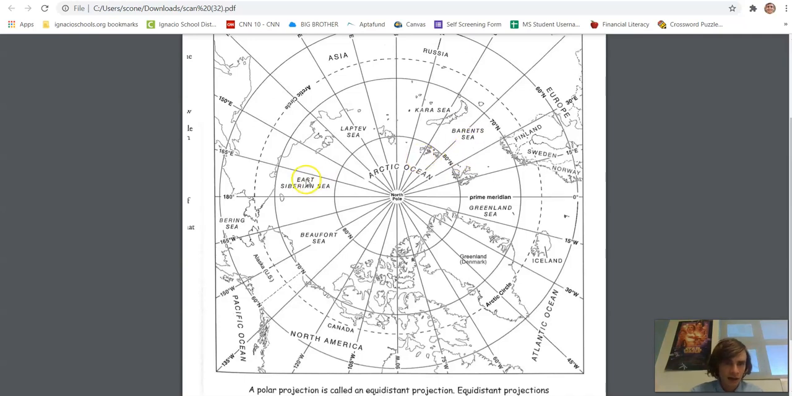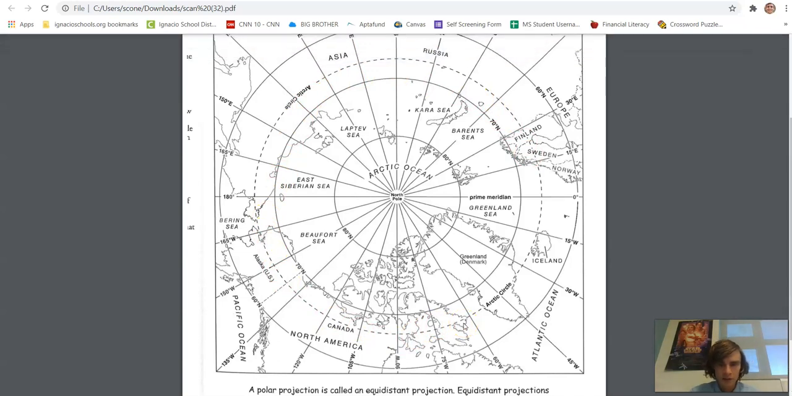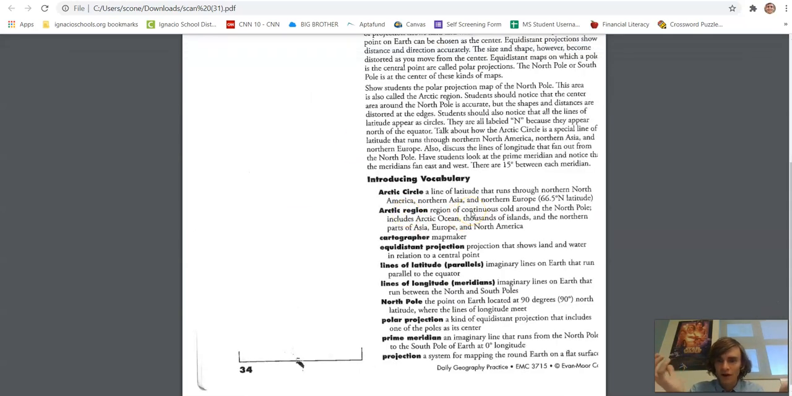You'll notice that there are a lot of different seas, like the Beaufort Sea or the Greenland Sea, the Barents Sea, the Laptev Sea, the Kara Sea, the East Siberian Sea that border the Arctic Ocean. You have Greenland, Finland, Sweden, Russia, Alaska, Canada, all these countries border the Arctic region as well. The Arctic region are parts of the contiguous cold, or always cold, around the North Pole. It includes the Arctic Ocean, thousands of islands, and northern parts of Europe and North America.